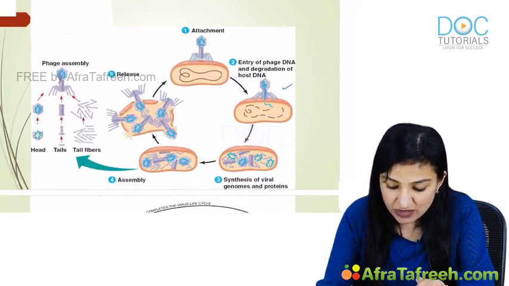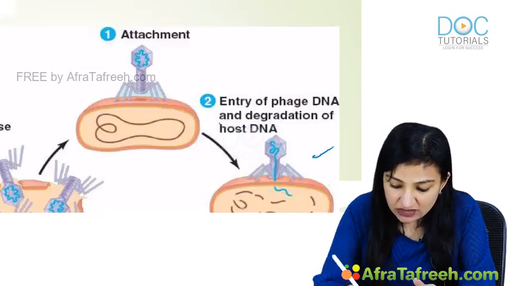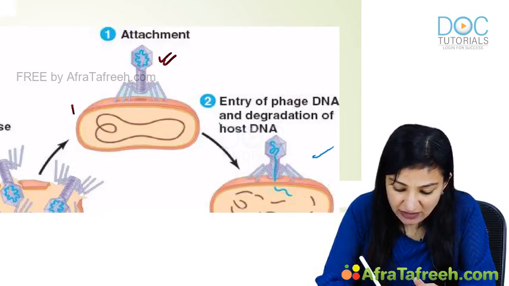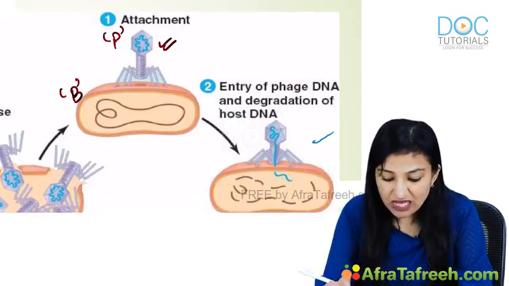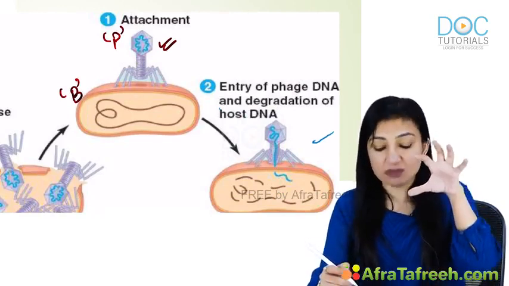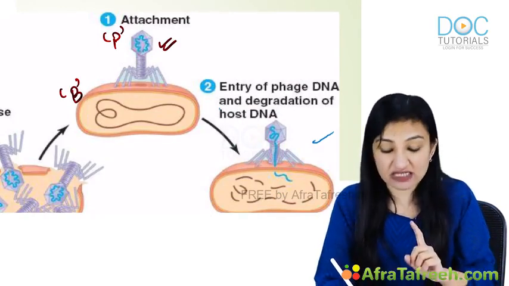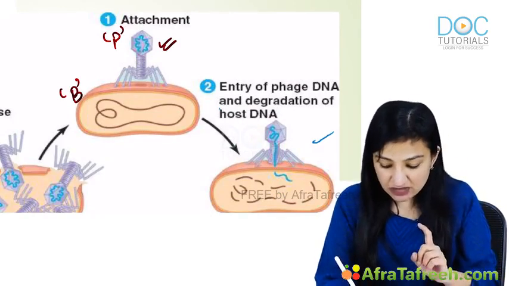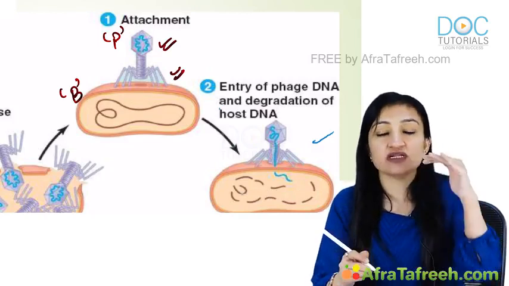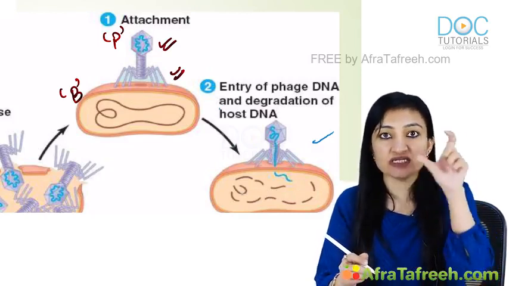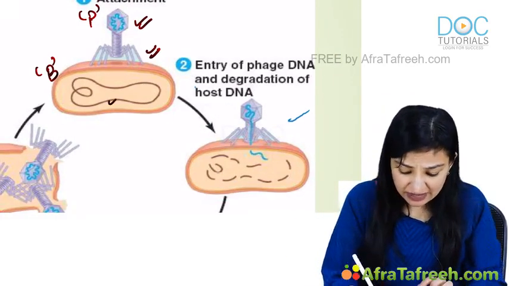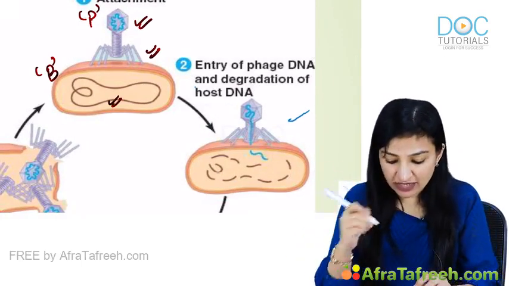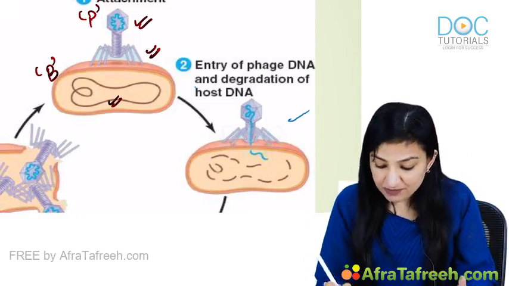Now let me zoom in. Let us say this is a phage and this is a bacterial cell, B for bacteria, P for phage. With the help of its tail fibers, it is going to attach onto the bacterial surface receptors. The bacteria will be expressing certain receptors on its surface to which the tail fibers are going to attach, and this is the bacterial chromosome, this curved thing.